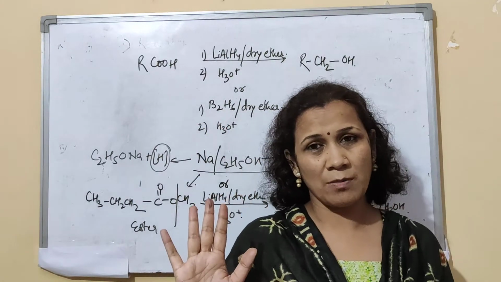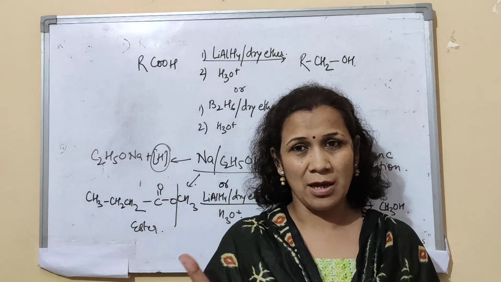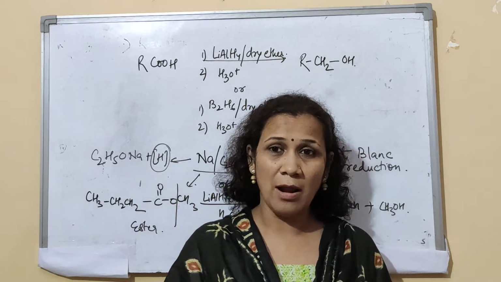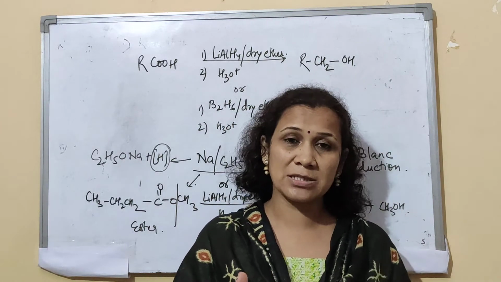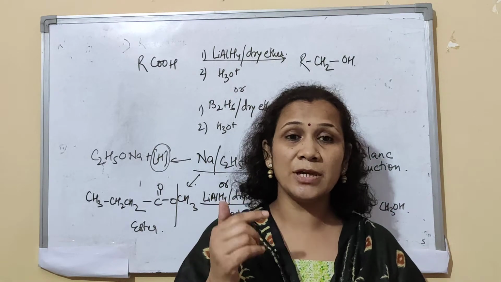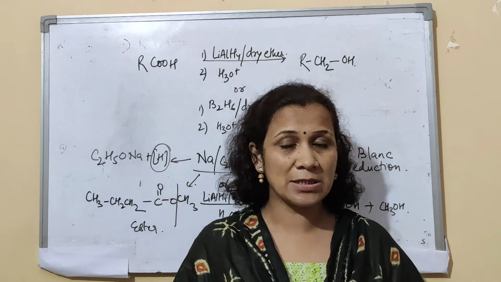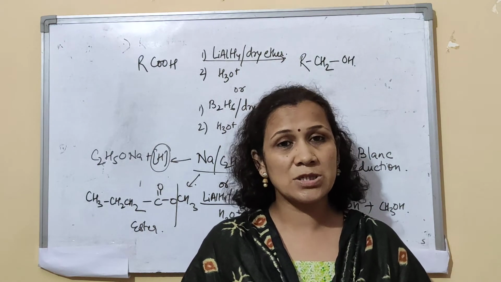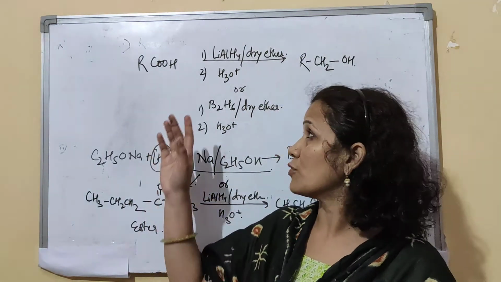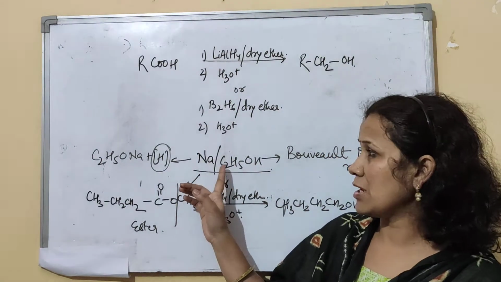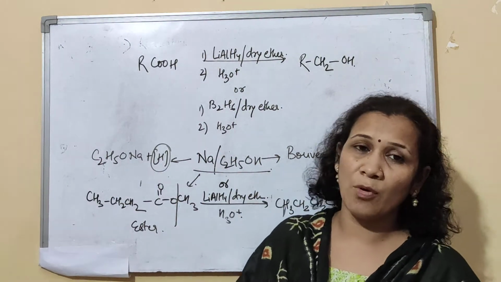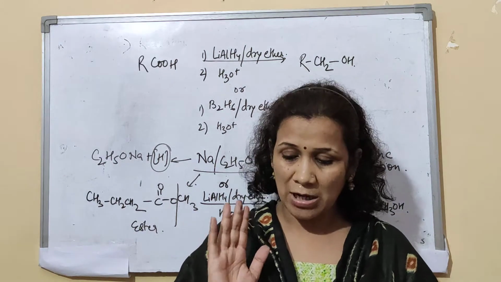Only two things you have to remember: if you are reducing an acid, you will get the corresponding alcohol. But if you are reducing an ester, you get a mixture of alcohols, and the reduction of esters is mainly done by very strong reducing agents. So we have just seen, especially if you use this, the name is Bouveault-Blanc reduction. That you have to remember.